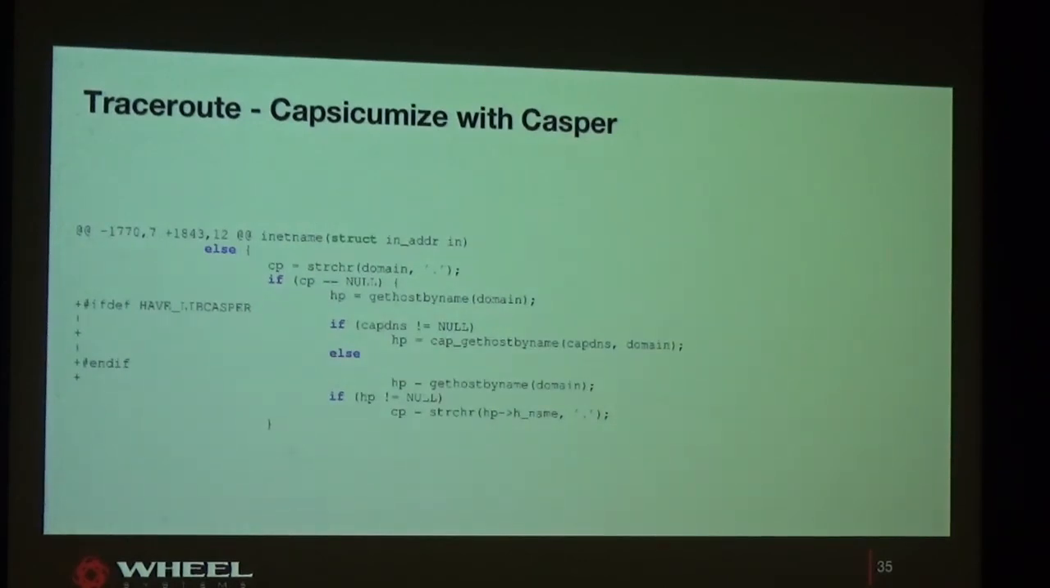mode. The next step, unfortunately, is that we need to replace all calls from getHostByName, which was called originally, to use the Casper daemon instead. So we have exactly the same infrastructure, the same arguments passed to getHostByName, passed to cap_getHostByName, and we also need to provide the Casper connection for this function. This is the first argument, cap DNS.